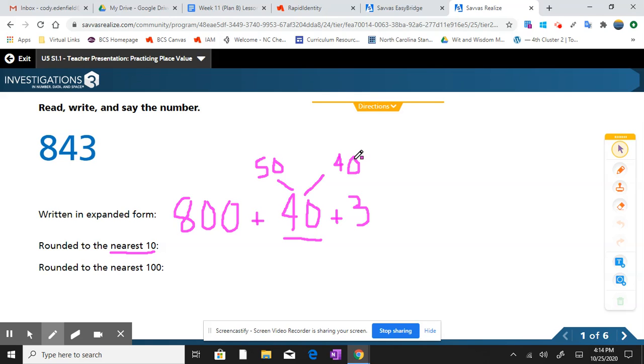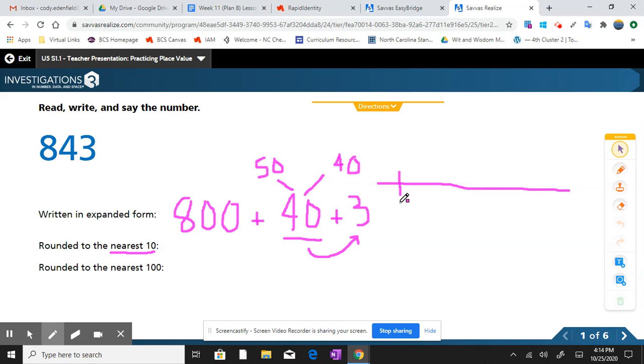Okay, so how do you round? Well, what you do is you look at the place to the right. So this is the ones place from what you are rounding. So we're doing the tens. So to the right is the ones place, and it's a 3. And the rule is if it's closer to the 50, we will round up. And if it's closer to the 40, we will round down.